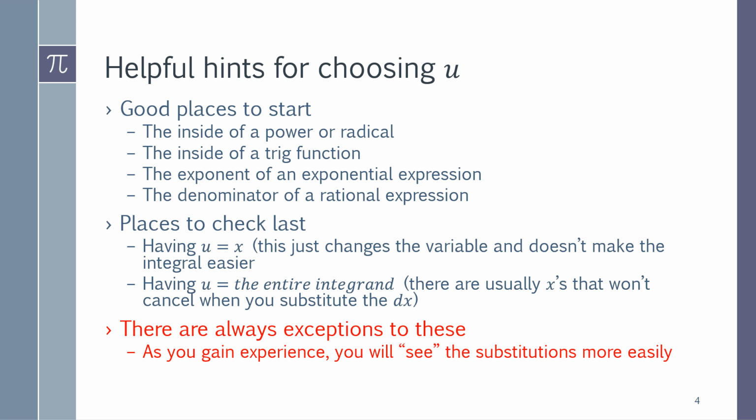Things to check last: saying u equals x. All it does is change the variable. It actually doesn't make anything easier. It just makes all the x's into u's. So that's incredibly rare that you would ever have that. Or having u equal the entire integrand. When that happens, you're probably going to have x's that show up when you solve for dx that won't cancel. So that is also incredibly rare. Again, notice I didn't say they're impossible. They're just rare. Of course, there are always exceptions to all of these, both the places to check last and even the good places to start. As you gain more experience with these, you will start to see the substitutions more easily.